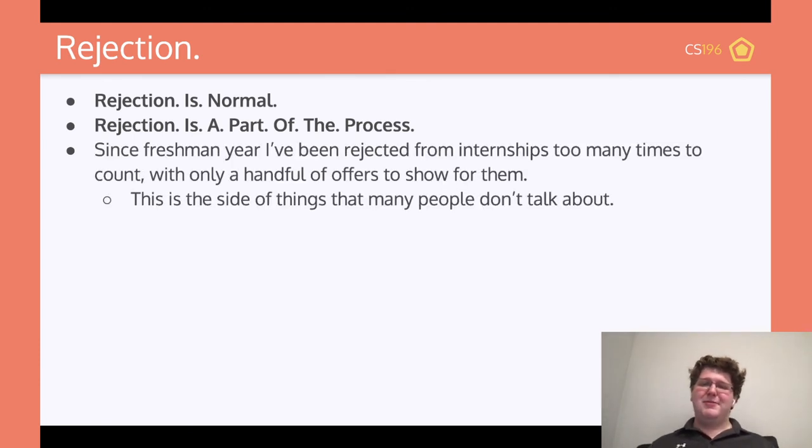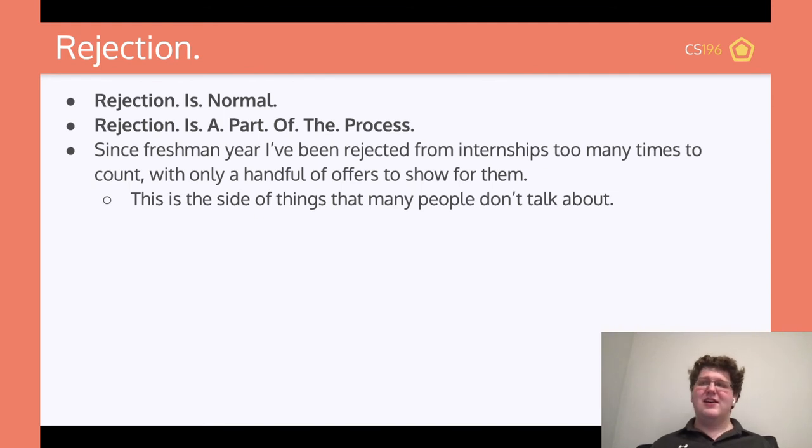Since freshman year, I've been rejected from internships so many times that I can't even count. I don't even know how many internships I've applied to, but I've been rejected from most of them. And I've only had a handful of offers, less than the amount I could count on my fingers, to show for all of that rejection. It's a side of things that most people don't talk about because they don't want to talk about failure. But failure is part of the process. Rejection happens. Part of it, as I said at the beginning, is all about luck.